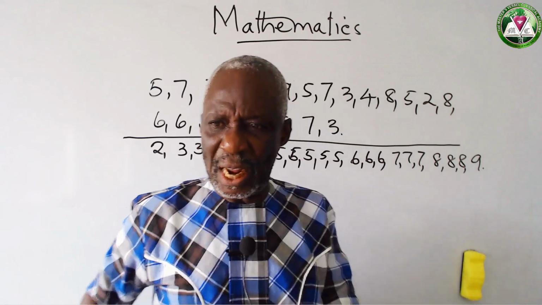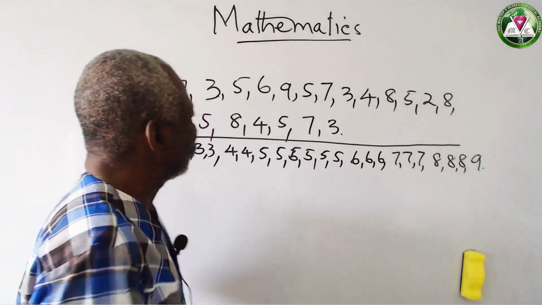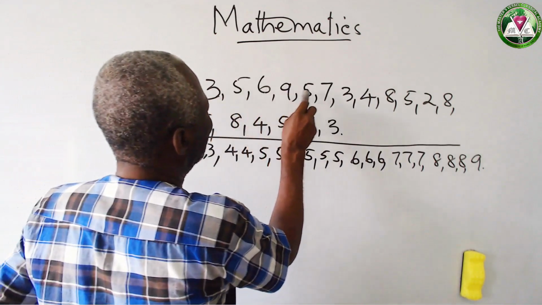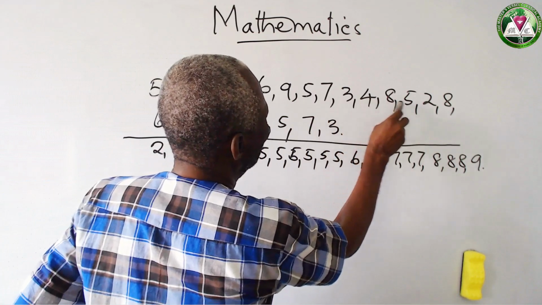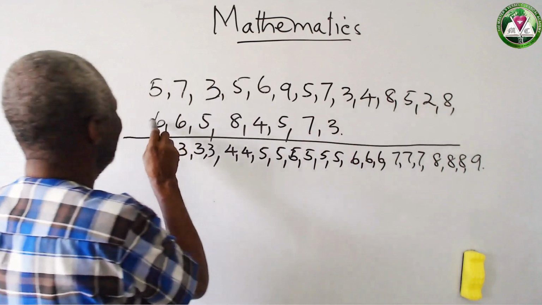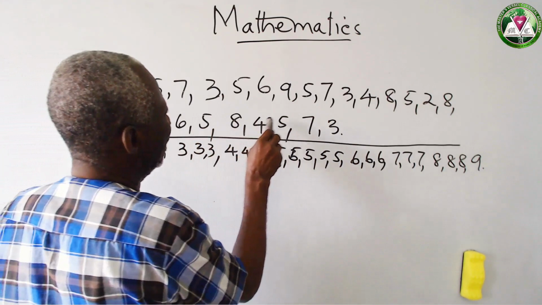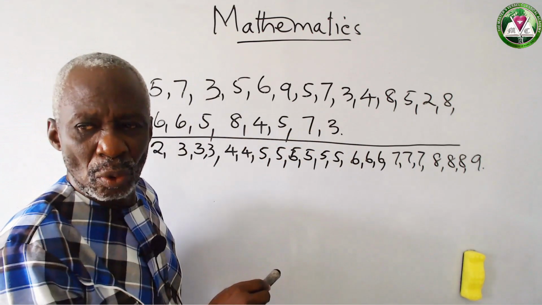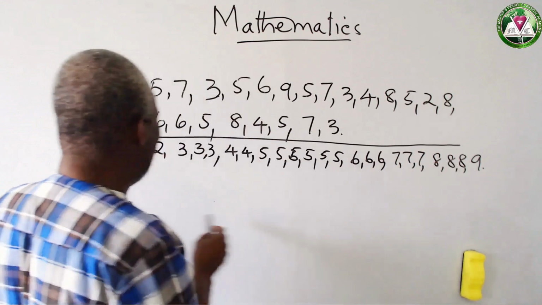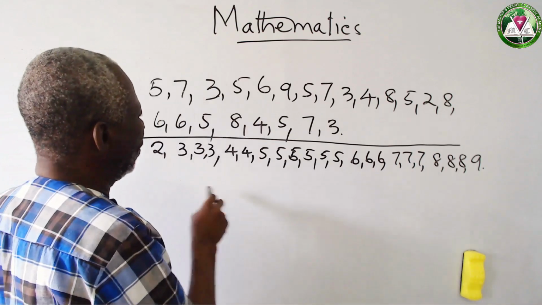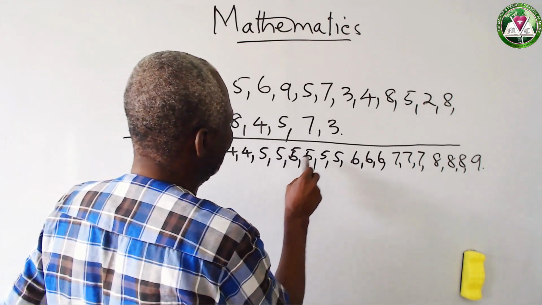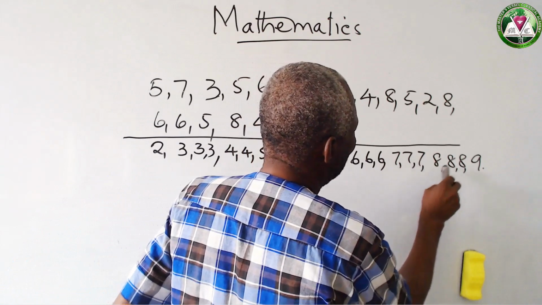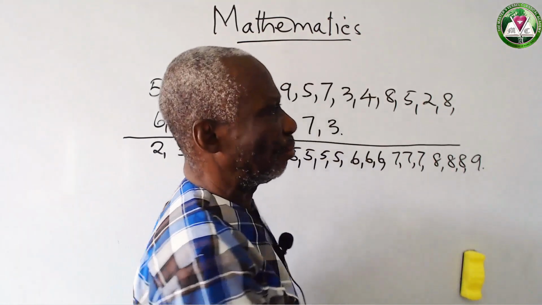And let's see what we have. We have to count from the original. 1, 2, 3, 4, 5, 6, 7, 8, 9, 10, 11, 12, 13, 14, 15, 16, 17, 18, 19, 20, 21, 22. There are 22 entries. Let's count here whether there are 22. 1, 2, 3, 4, 5, 6, 7, 8, 9, 10, 11, 12, 13, 14, 15, 16, 17, 18, 19, 20, 21, 22. So we're in order.